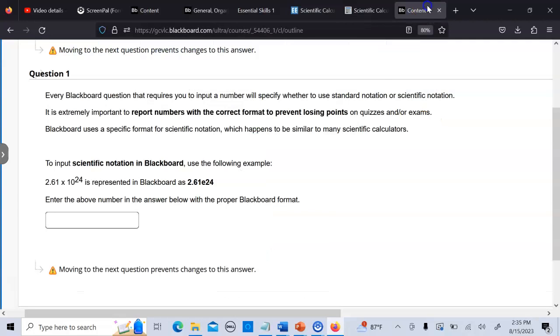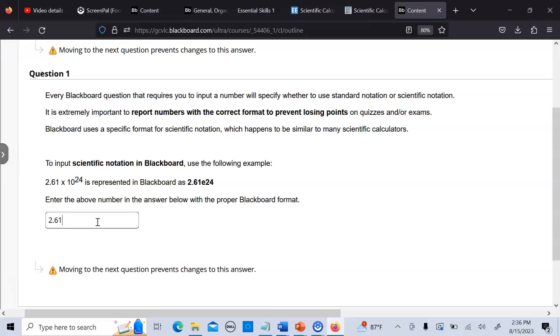The last thing we're going to look at is how do you plug scientific notation into Blackboard. So when you are entering your answers into Blackboard exams, it's very important that you follow the notation that is specified in the problem. So if I say standard notation, then I mean a normal number. If I say scientific, then it must be scientific notation. And Blackboard would not recognize the way that you would enter it on a paper.